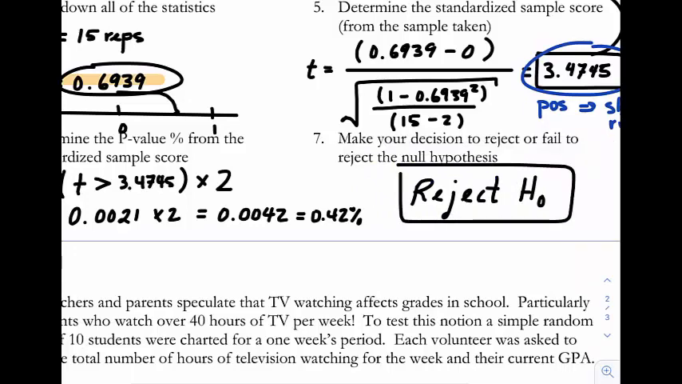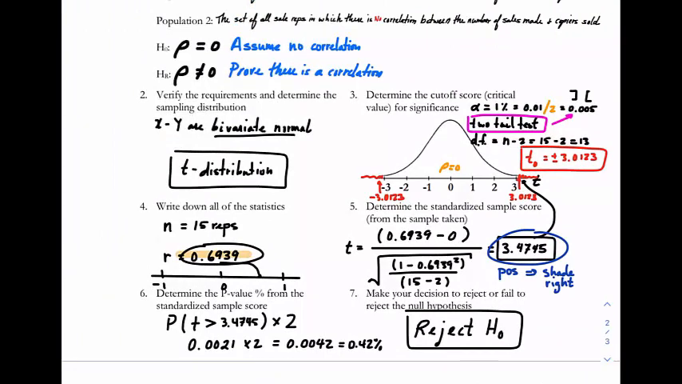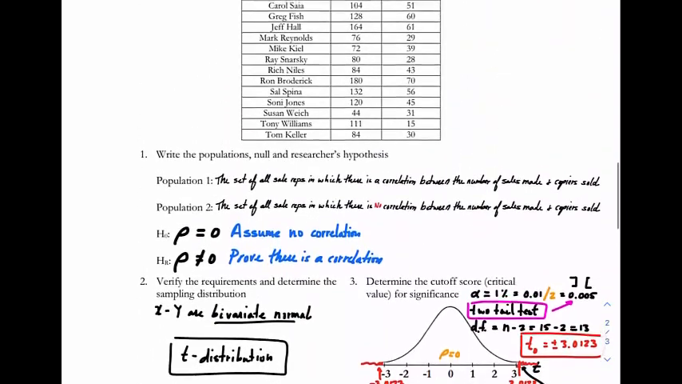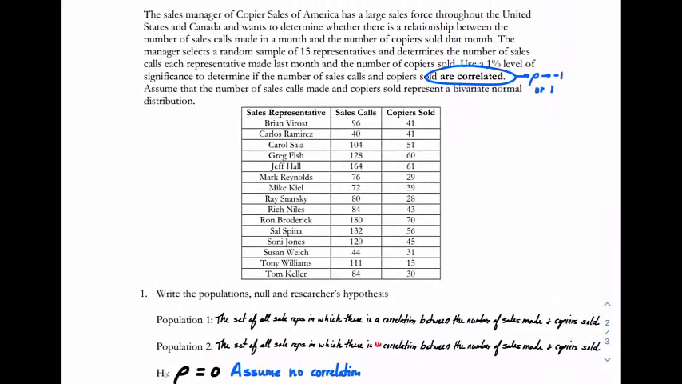All right, so that'll do it. If you're a manager there, you want to verify and report that, yeah, we do have some sort of correlation here. In this case, the more sales calls made, the more copiers are going to be sold. So that'll do it for this example, showing and proving that there's a correlation in this section 12.4, testing for a correlation coefficient.